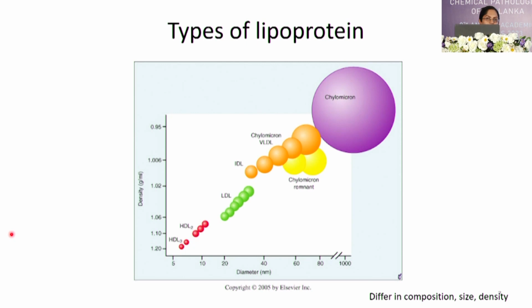So what are the types of lipoproteins? In our blood, there are various types of lipoproteins. I think it's clear to you. The largest one is the chylomicron, and then you have chylomicron remnants, and then VLDL, IDL, lipoprotein little a, and LDL, which are of a similar size and density, and then you have high density lipoproteins, which are very dense and small. So LDL is our major focus.